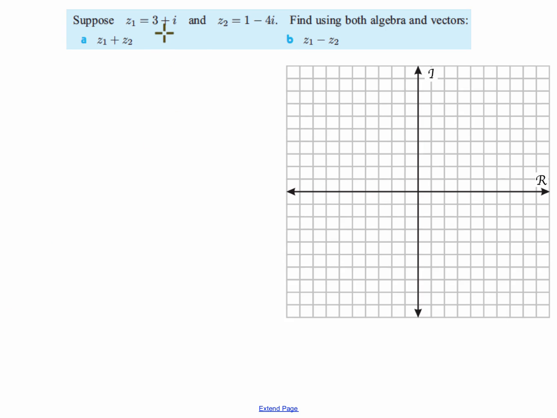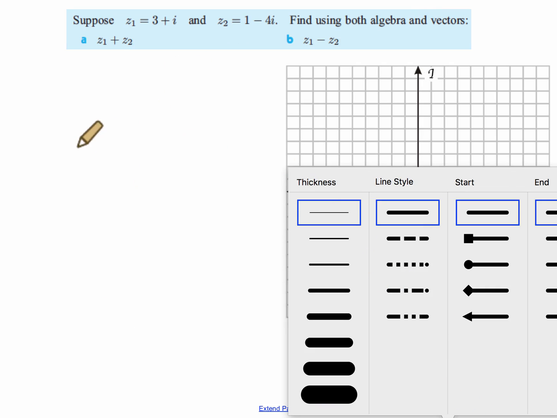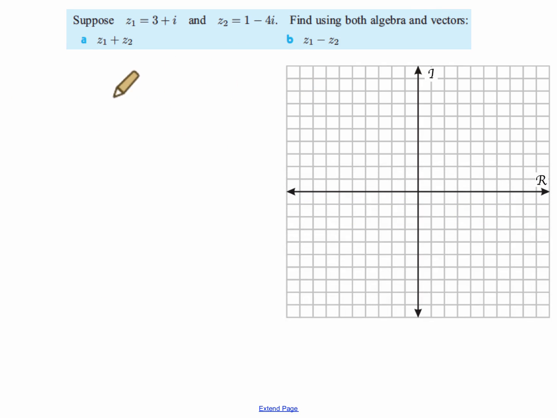Suppose Z1 equals 3 plus i and Z2 equals 1 minus 4i. Find the following using both algebra and vectors. We'll do algebra first, and if you haven't done vectors, I'll give you a quick tutorial. It's not hard at all.